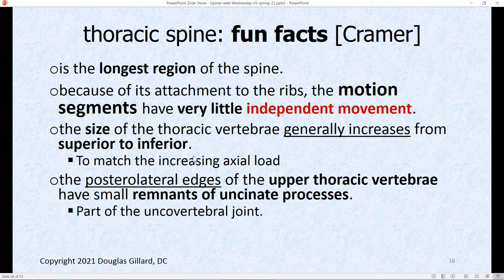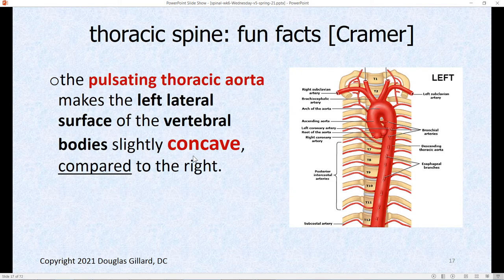And the size of the vertebrae increases as you go superior to inferior, so that makes sense. The posterior lateral edges of the upper thoracic vertebrae do have remnants of these little Batman ears we talked about yesterday. They're very small, and we don't really call them uncinate processes there, but they do have some remnants of those.